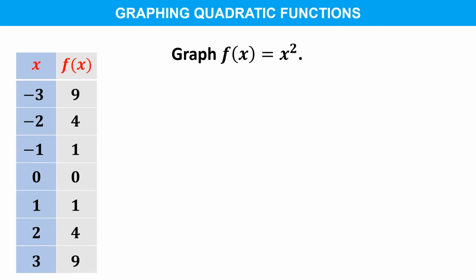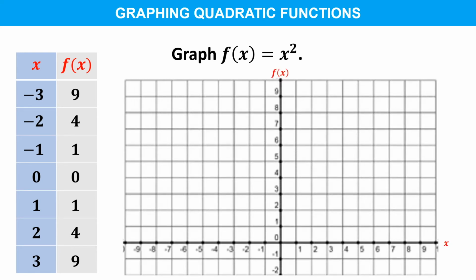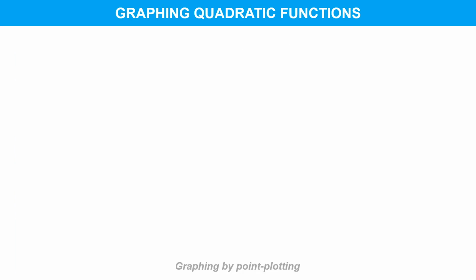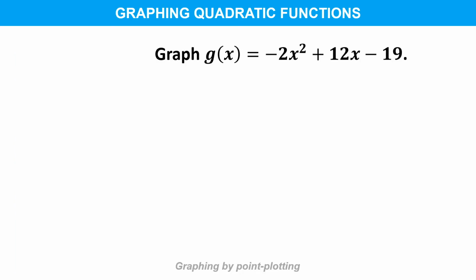Let's draw a Cartesian coordinate plane. Plot points represented by the ordered pairs x, f of x. Then, draw a smooth curve by connecting the points from left to right. Let's graph another quadratic function.